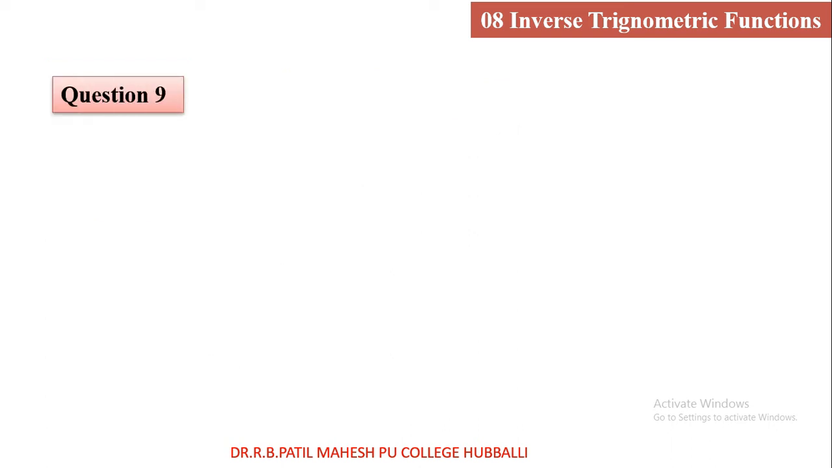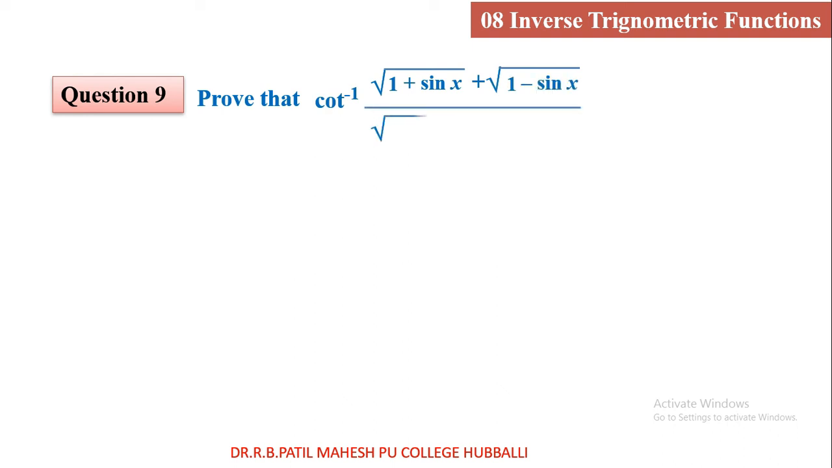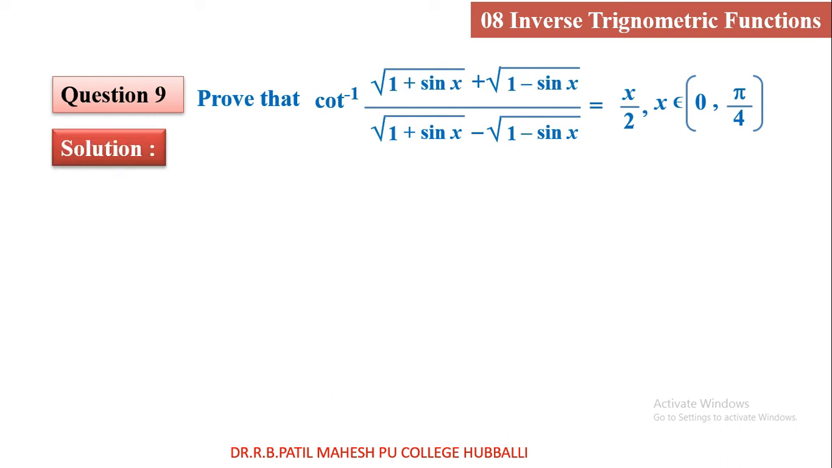Question number 9. Prove that cot inverse of root of 1 plus sin x plus root of 1 minus sin x upon root of 1 plus sin x minus root of 1 minus sin x is equal to just x by 2, where x belongs to the open interval 0 comma pi by 4. This is one of the important questions for 3 marks. Let us have the expression.